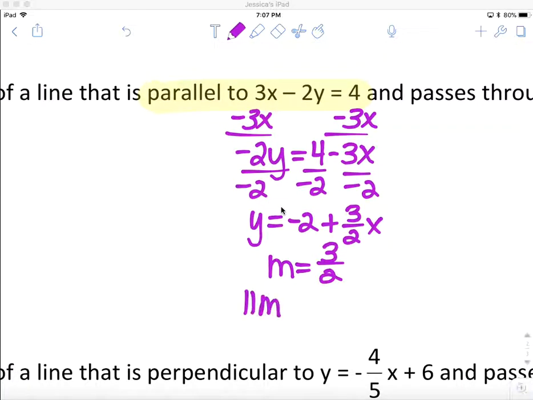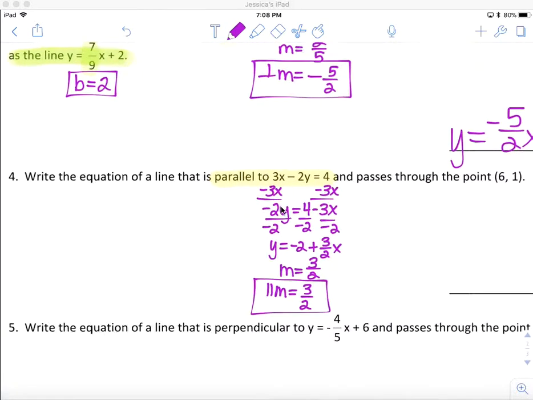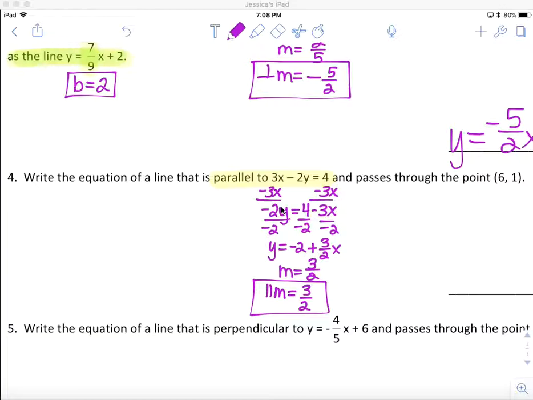Parallel, they're so tame, that's because their slope's the same. That means I'm going to keep my slope as 3 over 2. I don't need anything else from that equation. All I'm taking away from that is that my new slope is 3 over 2. But this time, they don't give us the y-intercept, they give us a point.